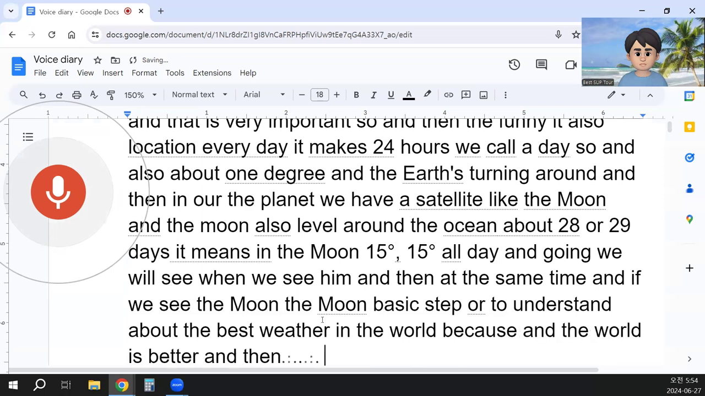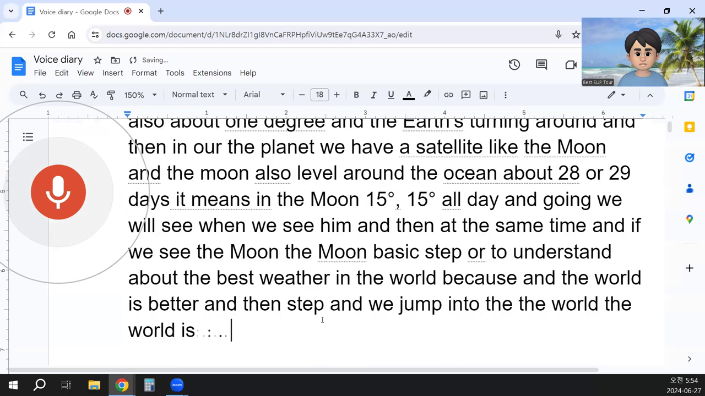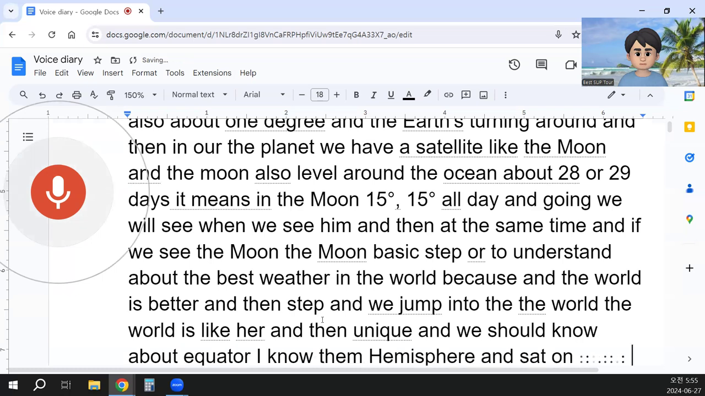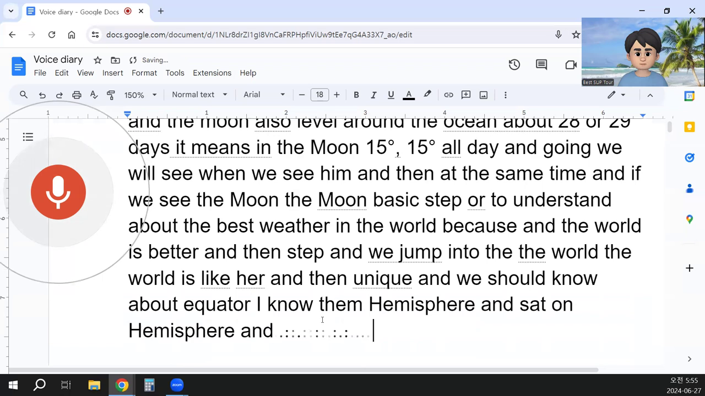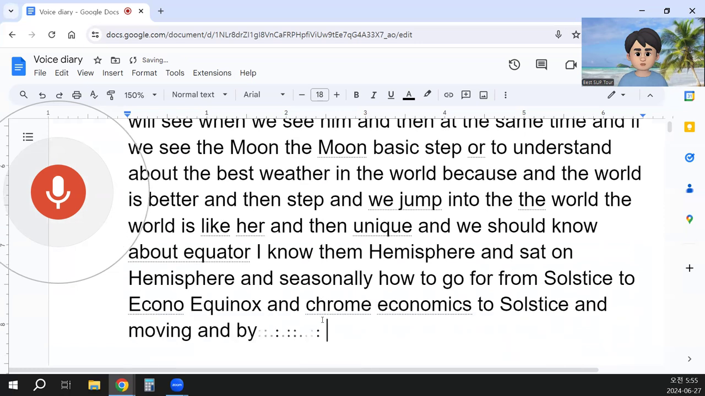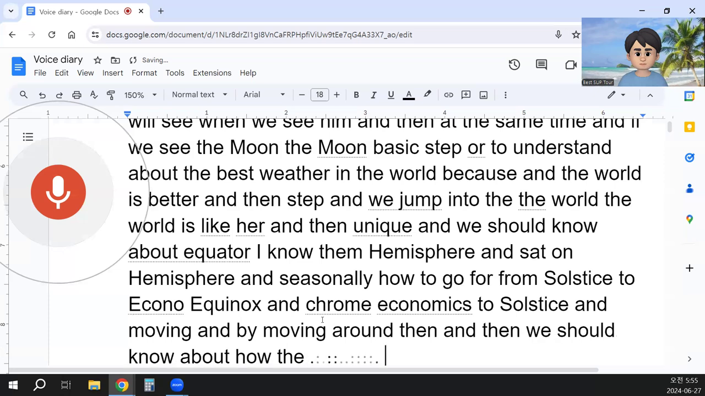Then we jump into the world. The world is unique. We should know about the equator, the northern hemisphere and the southern hemisphere, and seasonally how to go from solstice to equinox, and from equinox to solstice. By this moving, we should know how places change.